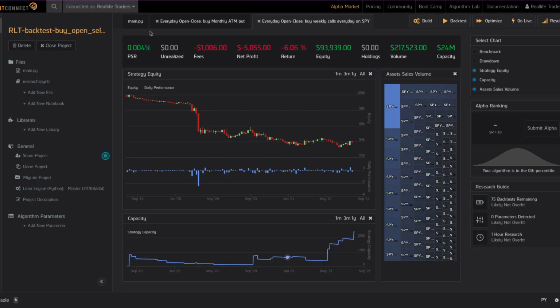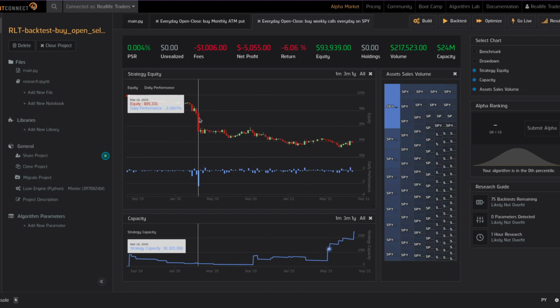So now here, this is a backtest result. So basically this backtests the idea of buying weekly calls every single day at open and sell at close. So by weekly calls, I mean the expiration date is within the same week, or just on Friday. So if you buy at open, sell at close, you can see it goes down steadily. And the backtest started in 2019 and ends at 2021. And this was the COVID drop.